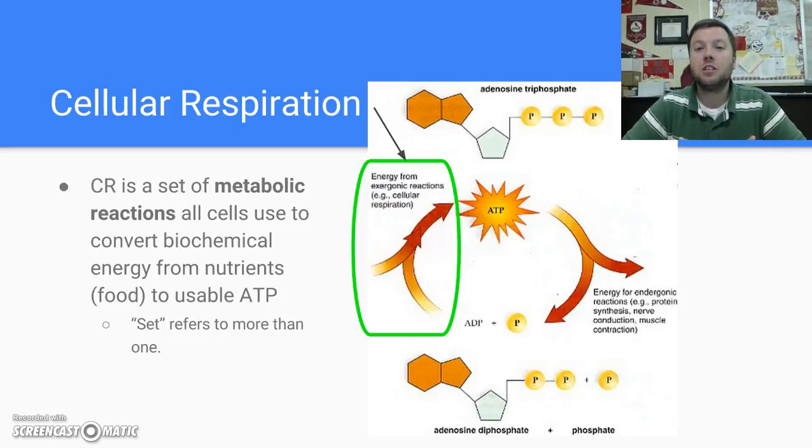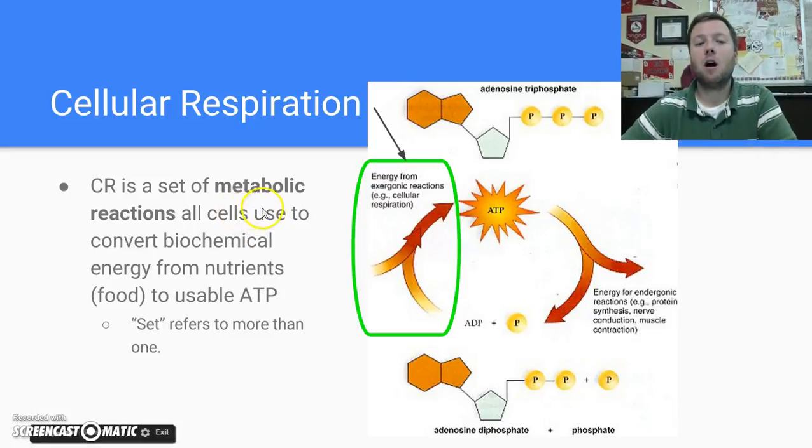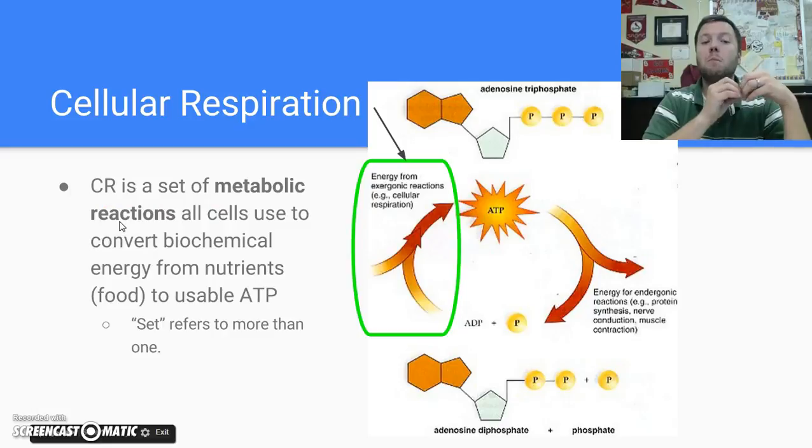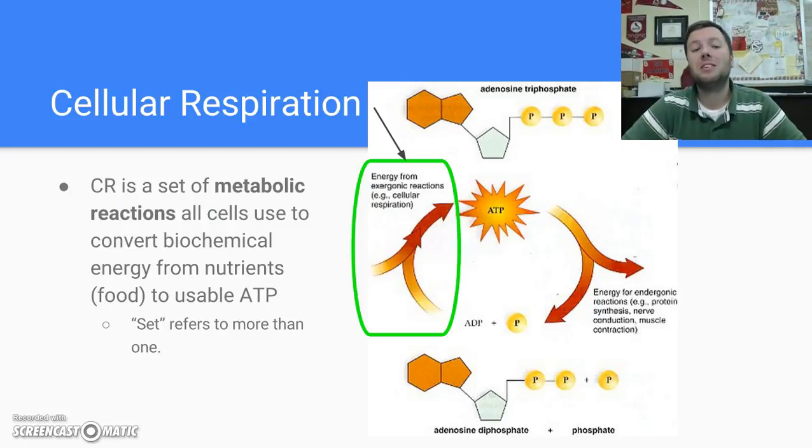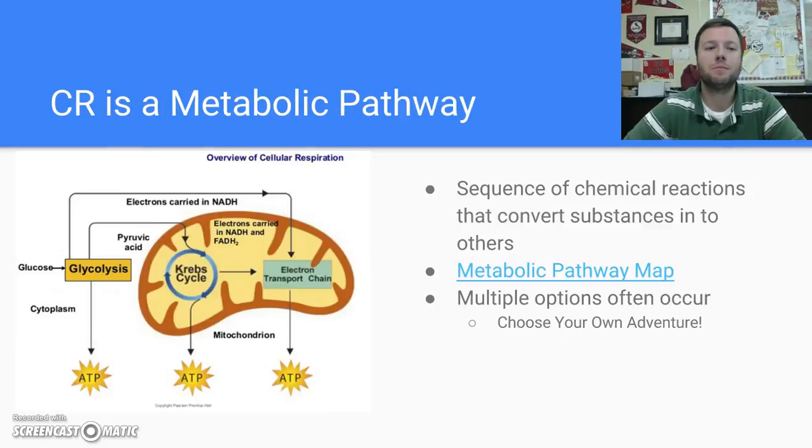So CR, or cell respiration, is what we call that process. And that's a set of all the metabolic reactions that cells use to convert biochemical energy from nutrients that we get from our food to usable ATP. And when we say set, we mean there's more than one. There's multiple cycles and complexes and processes that go into this. So let's begin with cell respiration.